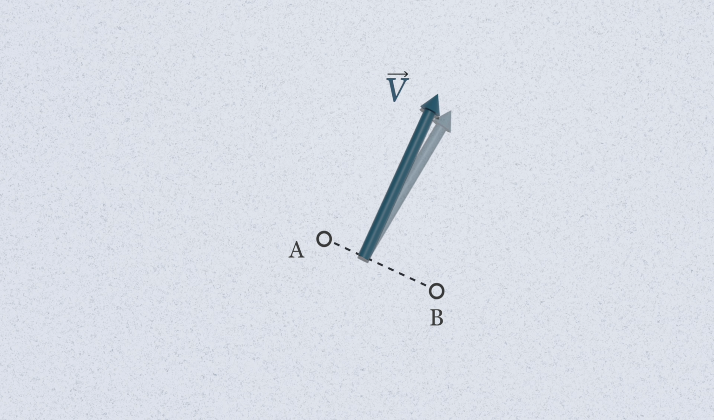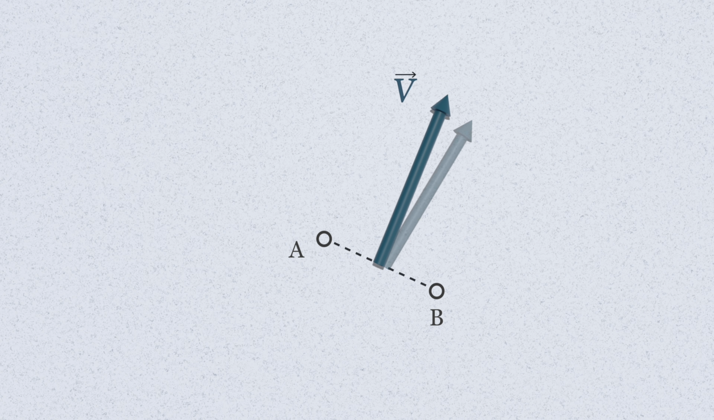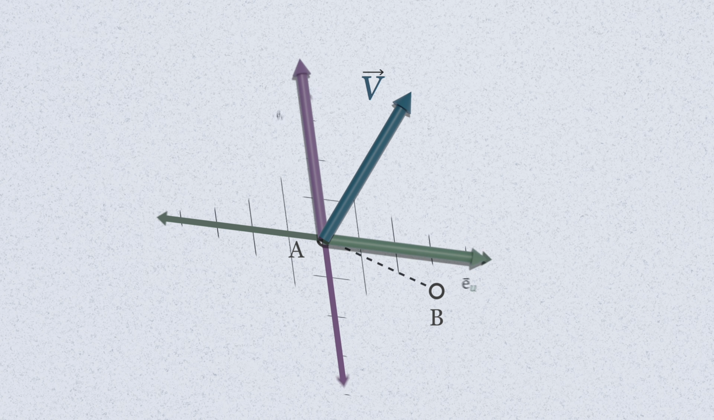Next, let's say that our vector, which starts at point A on the manifold, is displaced to point B. As we move from A to B, this vector undergoes some change dv with respect to the manifold. But of course, our vector isn't the only thing changing.